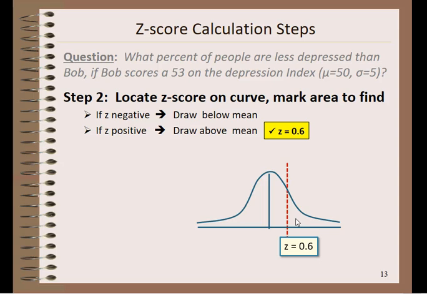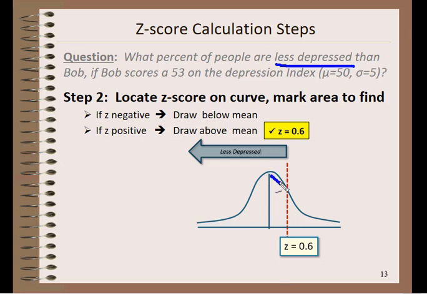Once I have z, I want to slap it down on a sketch and see if it's to the right or the left of the mean. This doesn't have to be a perfect sketch, but you do want to locate it. And you can see here that it's on the right of the mean. It's positive, so it's above the mean. And the question is asking me to find the percent of scores for people that are less depressed. So I'm going to draw the arrow going to the left.